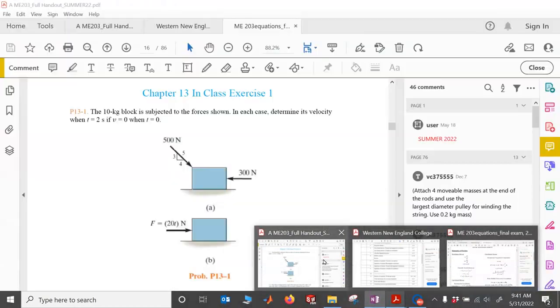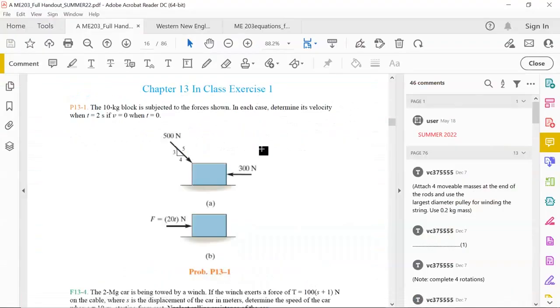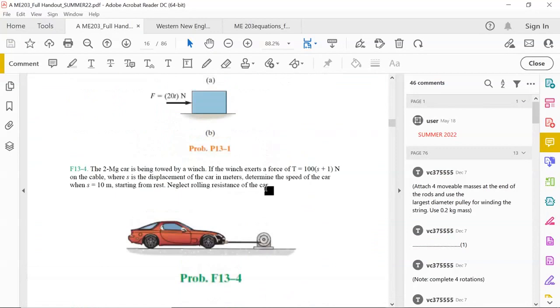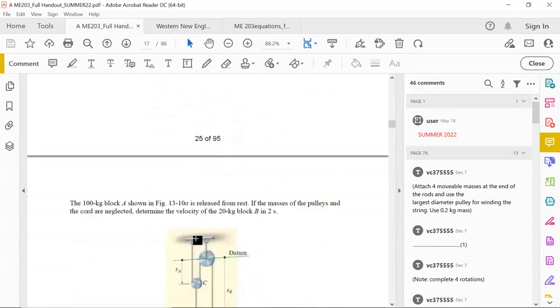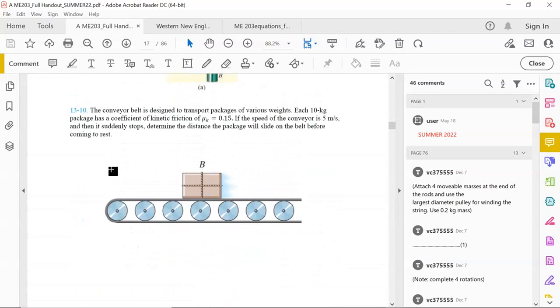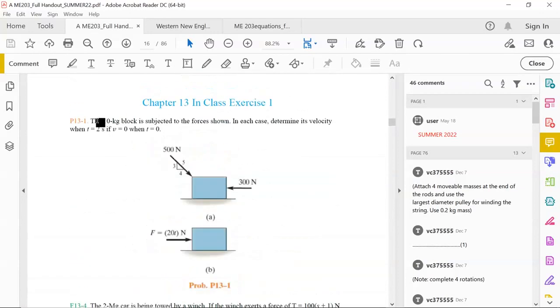Work on in-class exercise 1 from chapter 13, which is on page number 25 of your handout, and we will solve one problem, which is P13-1 question B, and we will work on this problem, which is problem 13.10. So let's begin with this.